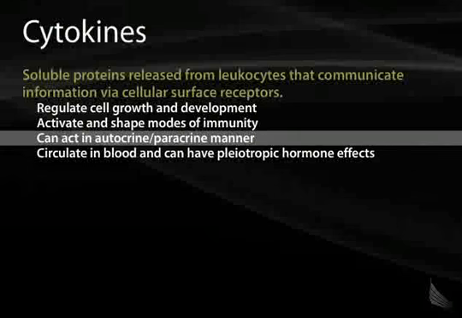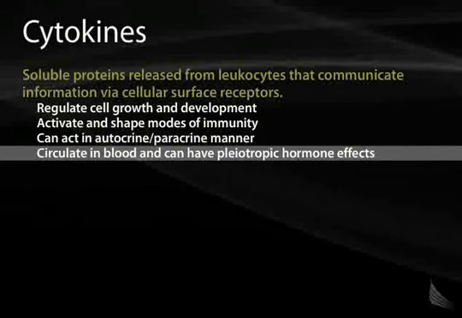It can act in an autocrine or a paracrine manner. It can stimulate the cells that are producing it as well as cells that are nearby. It can also act in an endocrine manner, circulating through the blood and activating faraway cells, and also have pleiotropic hormone effects in causing different activation status in different types of cells depending on the receptors that are being expressed and depending on the additional cytokines that are in the milieu of the response.